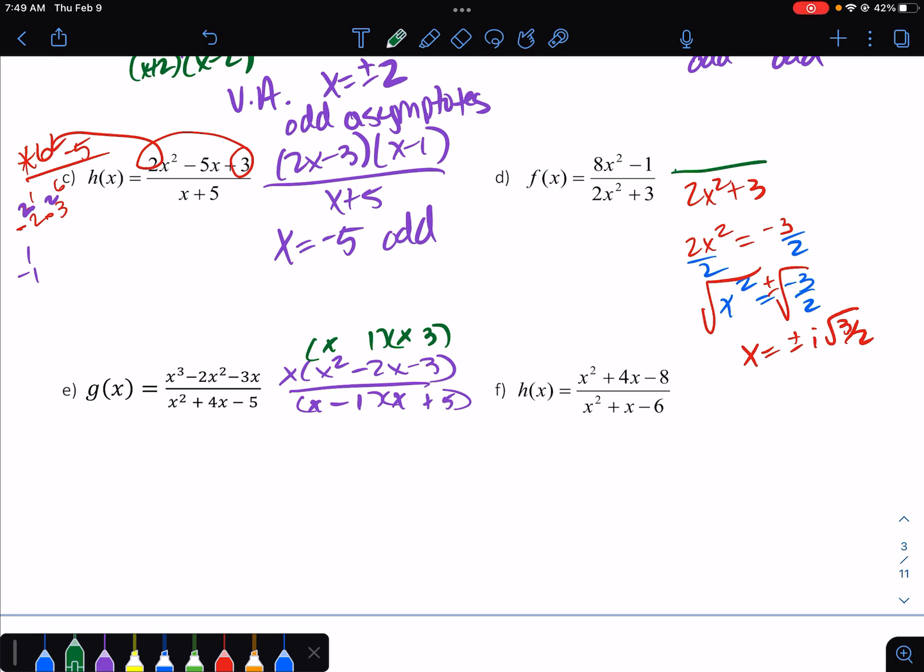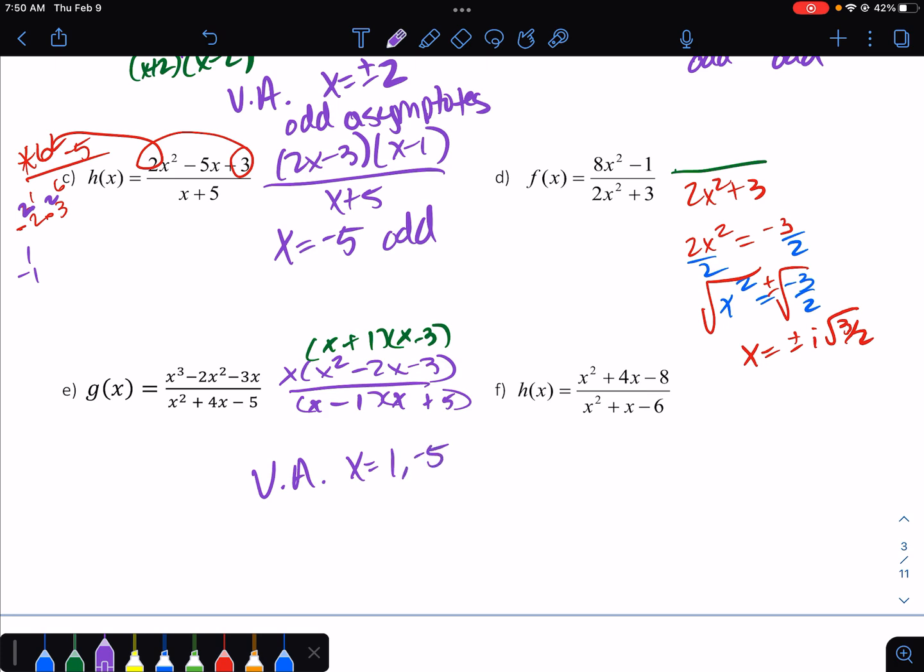But 3 needs to be negative, 1 needs to be positive. So then I add to a negative 2, but multiply to a negative 3. So notice we have nothing on top and bottom that is the same. So our vertical asymptote would be x equals 1 and x equals negative 5.